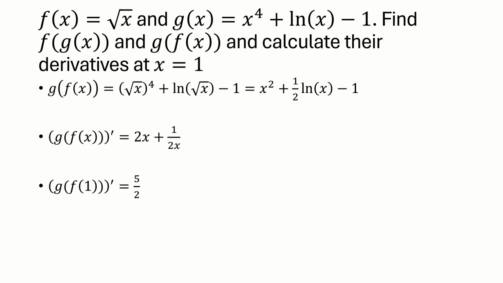Taking the derivative of this, the derivative of x squared is 2x. The derivative of 1/2 ln of x is 1 over 2x. And the derivative of negative 1 is 0. So then I could plug in x equals 1 to get 5/2. And so that's the derivative of g of f of 1.